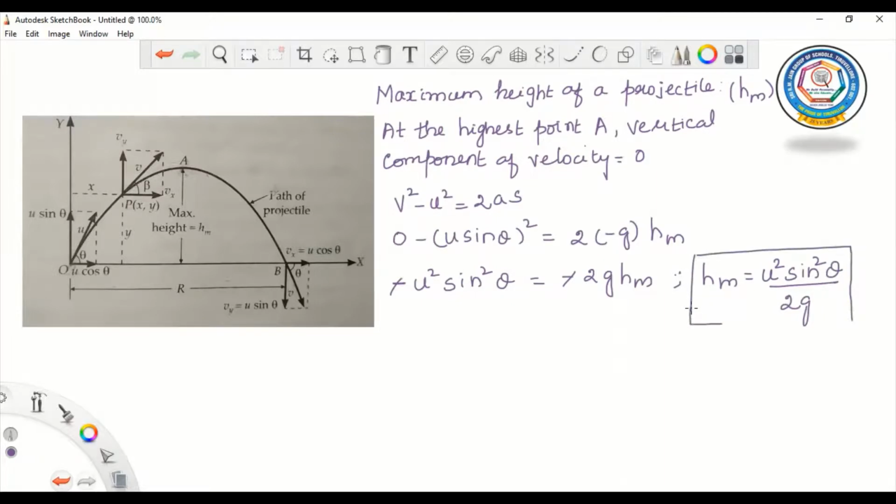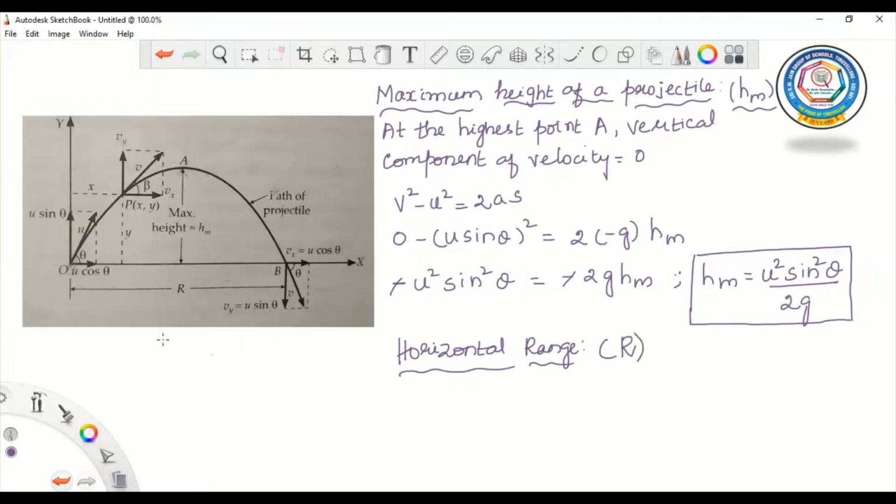So this is the expression for maximum height of a projectile, u square sine square theta divided by 2g. Now let us calculate horizontal range. This horizontal range is represented by R. What is this horizontal range? This is nothing but the horizontal distance traveled by the projectile during its time of flight.